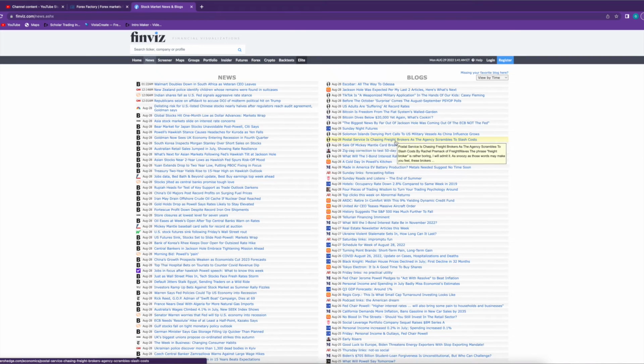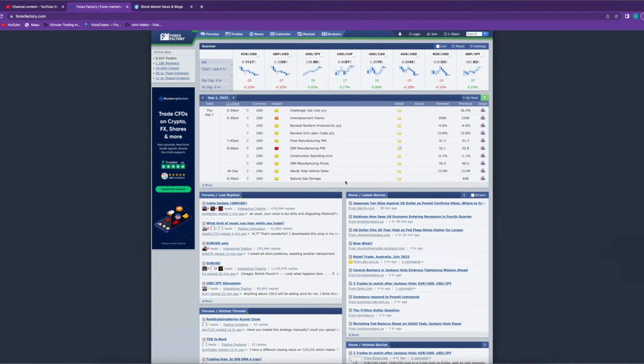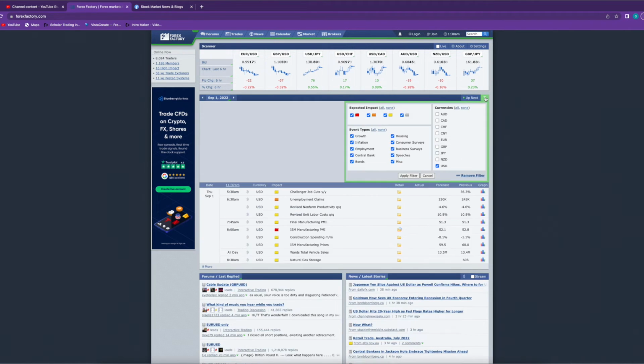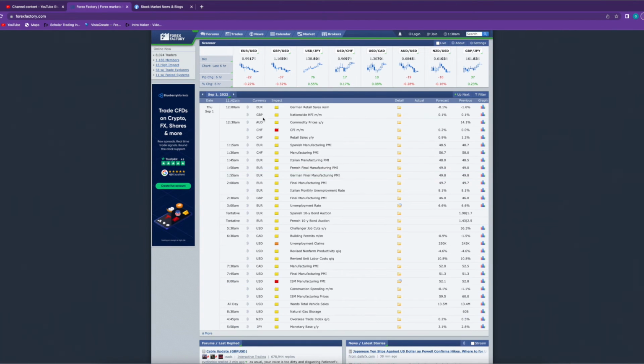Postal Service is chasing freight brokers as agency scrambles to slash costs. What does that mean? Might be included in some sort of transportation industry stock. But just to give an example, this is going to be more specific to what you're looking at. So this is more finely tuned. This is a broader spectrum of analysis. So again, I'll just pop all so you can see what that looks like.